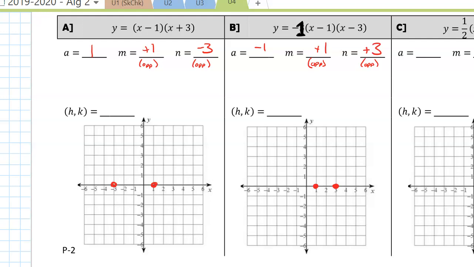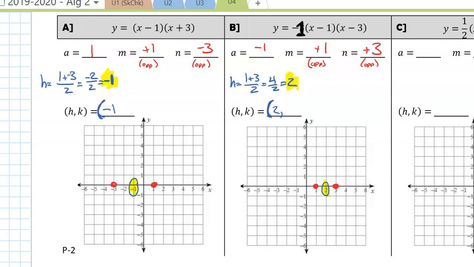Now, looking at these two examples, if I asked you where the middle of these two intercepts would be, we could probably count our way in to say that it's at -1 in example A and +2 in example B. Let's see the math to make sure. As we see, there it is.